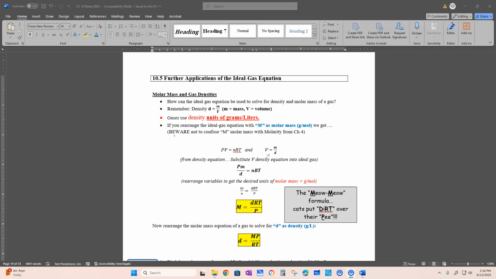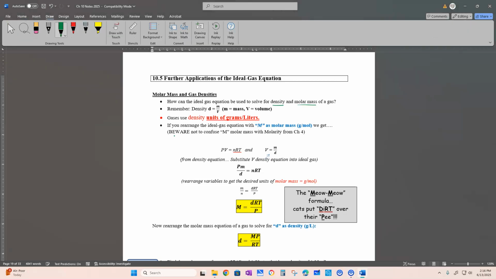Welcome back, AP 10.5, further equations using the ideal gas equation. So we're going to use this equation and help derive density and molar mass from it. Reminder, density is mass over volume, but we're talking about gases. So with gases, the units of density is grams per liter. If we rearrange the equation and put capital M as molar mass.